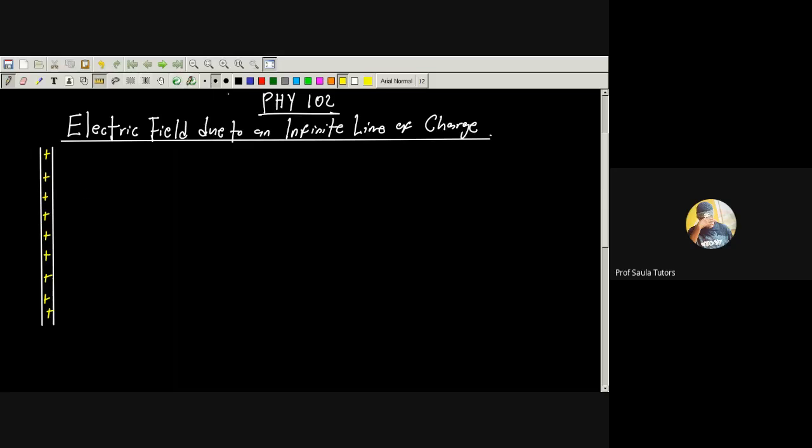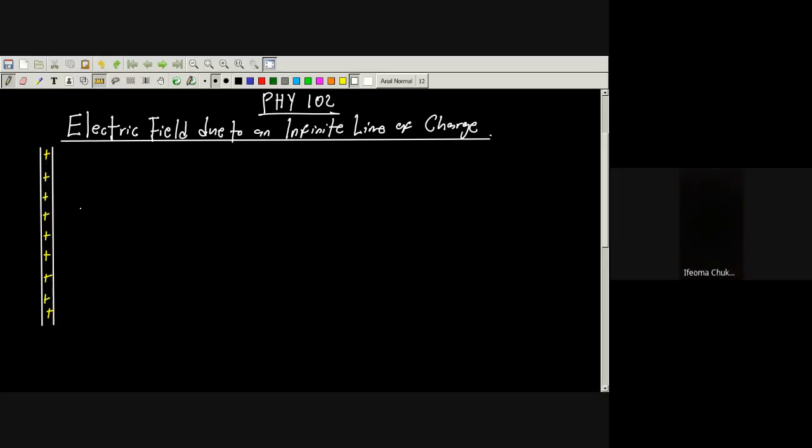Now, let me consider a distance here. Are you asking about the infinite length of charge? Infinite line of charge. Yeah, like this is an example of a line of charge, so infinite. The same thing. We don't know the length. The length is infinite.